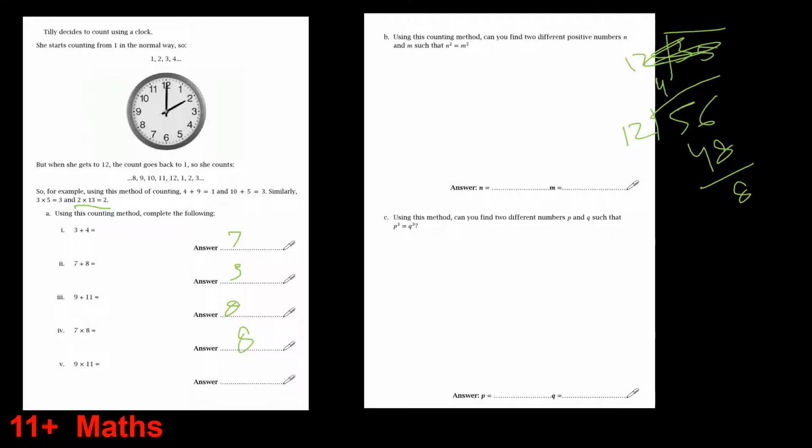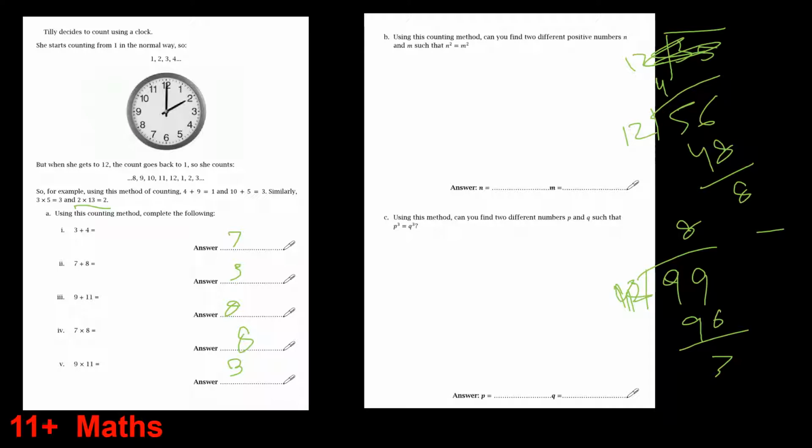Is that correct? 7 times 8 is 56, divided by 12. 4 times 12 is 48, and we get the remainder as 8. Yes, that is correct. Next one is 9 times 11, which is 99. We divide by 12 again. 8 times 12 is 96, and that gives us a remainder of 3. So the answer here is 3. Those are the answers here.